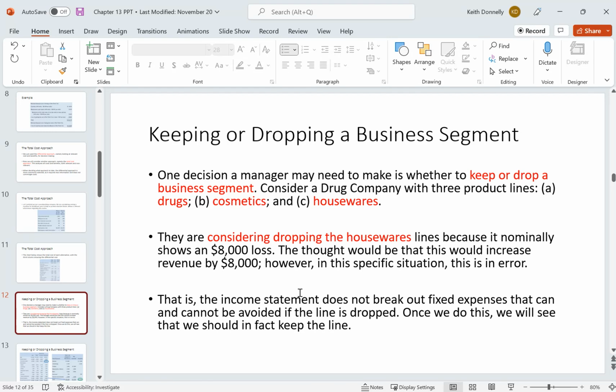The thought here is that if we get rid of this housewares segment, which is an $8,000 loss, getting rid of it would be like increasing our revenue by $8,000. However, as we're going to see, this is an error. The income statement is not going to break out our fixed expenses that can and cannot be avoided if the line is dropped. Once we break out our avoidable versus non-avoidable expenses, we'll see that we should, in fact, keep the housewares line.